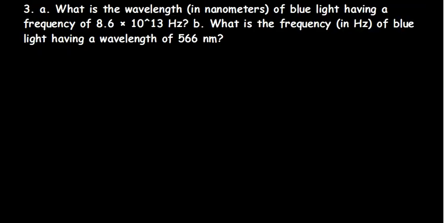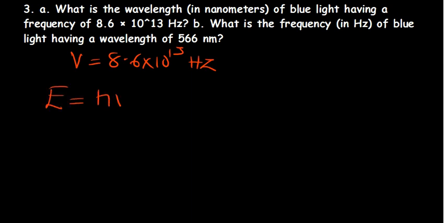So question 3: what is the wavelength in nanometers of a blue light having a frequency of 8.6 times 10 to the power 13 Hz? We've been given the frequency, 8.6 times 10 to the power 13 Hz. We need to determine the wavelength. The formula we're using, energy is equal to hv, where v is our frequency. This formula can also be energy is equal to hc over wavelength. This time we want to find the wavelength, and we've been given the frequency.